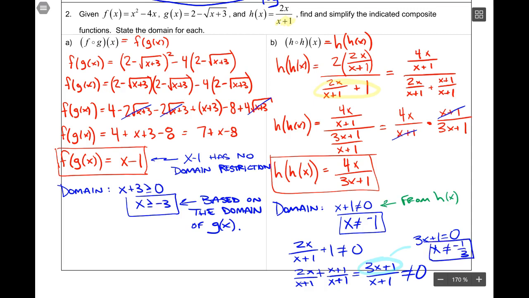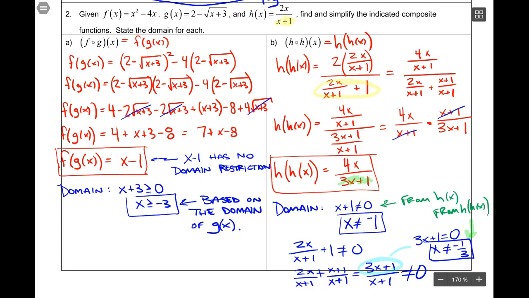Okay, so there's our two domain restrictions, and this is the piece that comes from h of x. And if you look back into our simplified composite, you'll notice it has a denominator of 3x plus 1. We could have just looked at that there and said, yeah, x cannot equal negative 1/3, but I wanted to show it to you two different ways. WebAssign may ask you to enter that in interval notation.